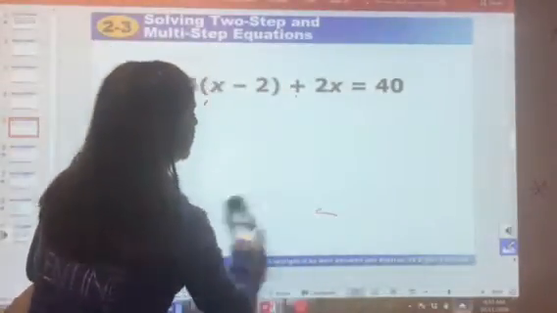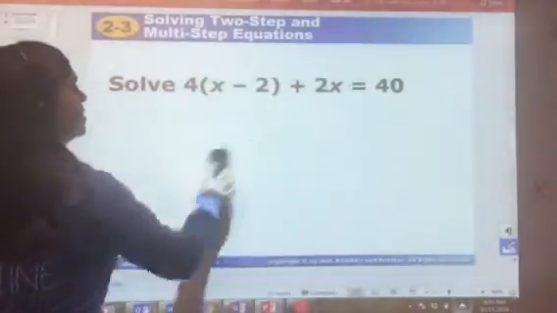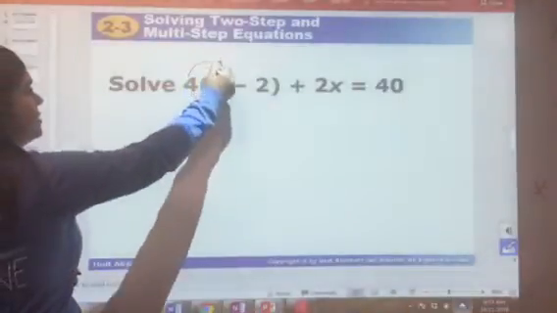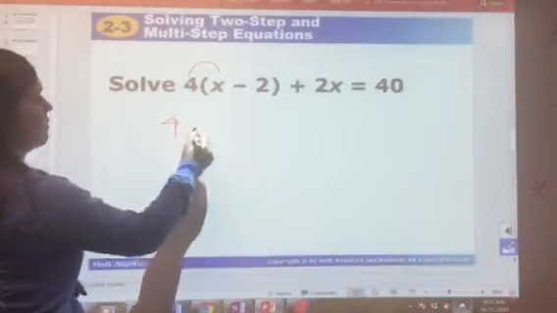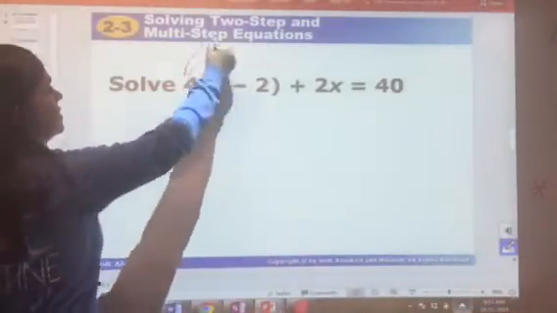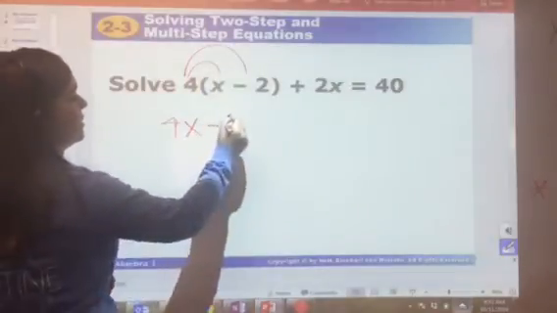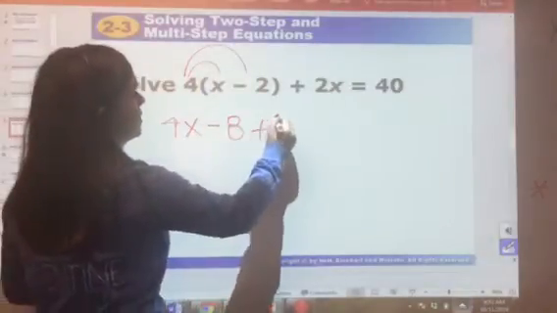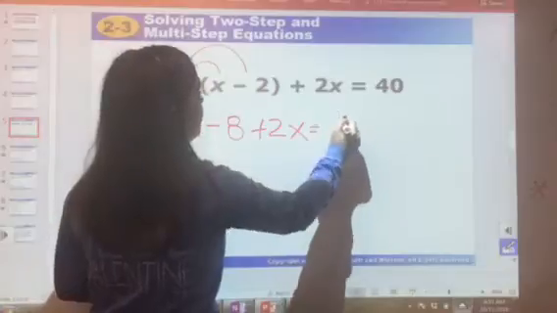All right, the first thing you're going to do before you can do anything, again, is distribute. We're going to multiply this 4 to everything on the inside, so 4 times x is 4x. 4 times a negative 2 gives me a negative 8. Let's rewrite the problem, bring everything down.